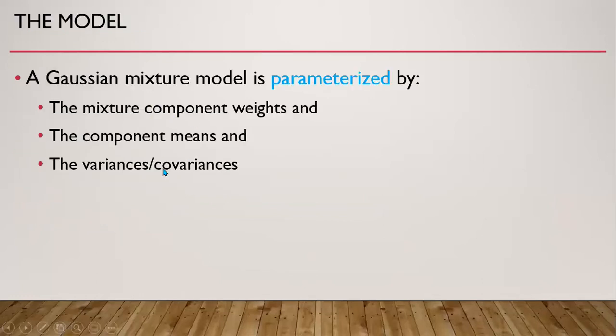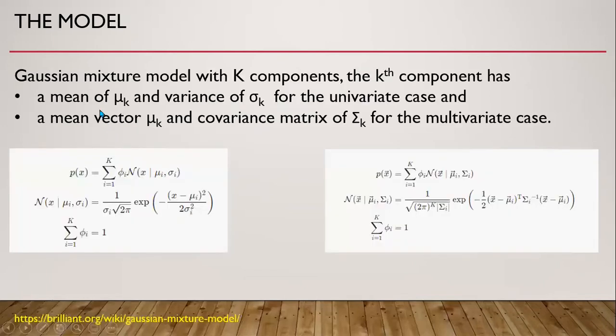So there are three parameters of a Gaussian mixture model: the weight of each component in a mixture, which is denoted by phi, the mean of each component, and the variance of each component. So take a Gaussian mixture model with k components, and each of the k components has a mean mu k and a variance sigma k for the univariate case.